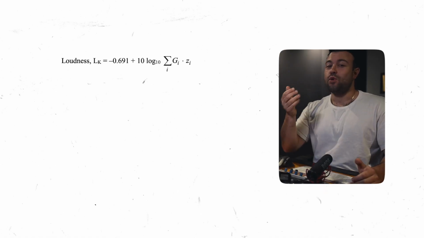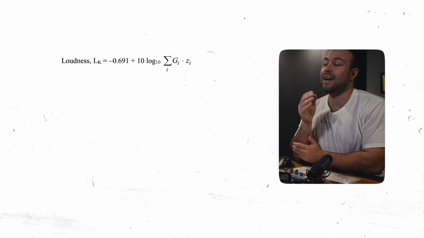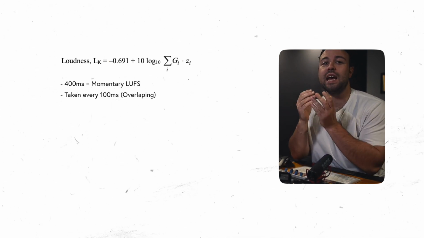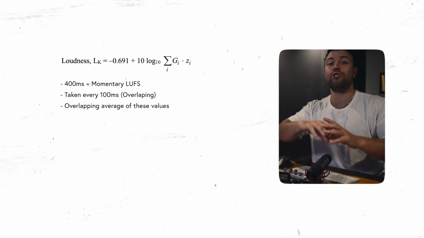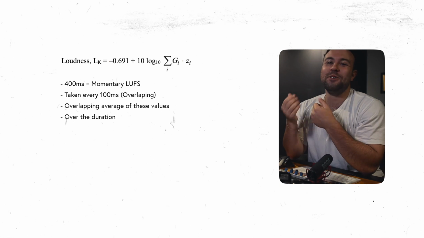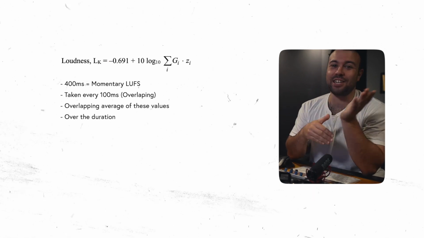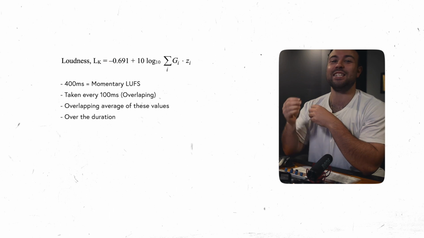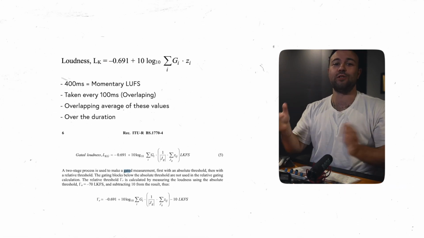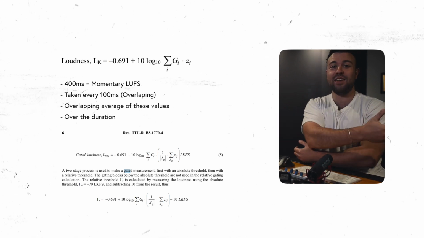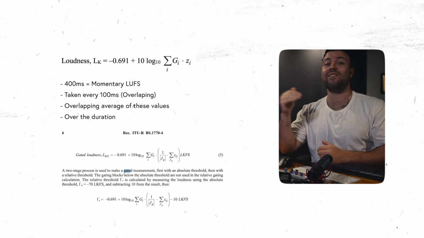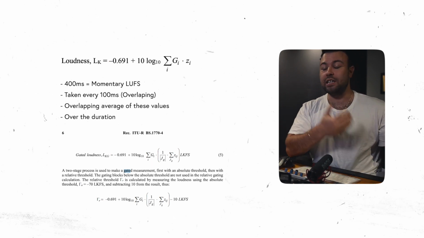Here's the equation for calculating LUFS. Now, this calculation is taken in 400 millisecond chunks, every 100 milliseconds, and the overlapping average of these values over the duration of a piece is what gives us our integrated LUFS value. EBU R128 and ITU-R BS.1770 standards take this one step further, introducing an absolute and relative gate to the equation, removing all values from the average of the equation which are below -70 LUFS and discounting all values -10 LU (or -8 LU) below the relative current integrated value.